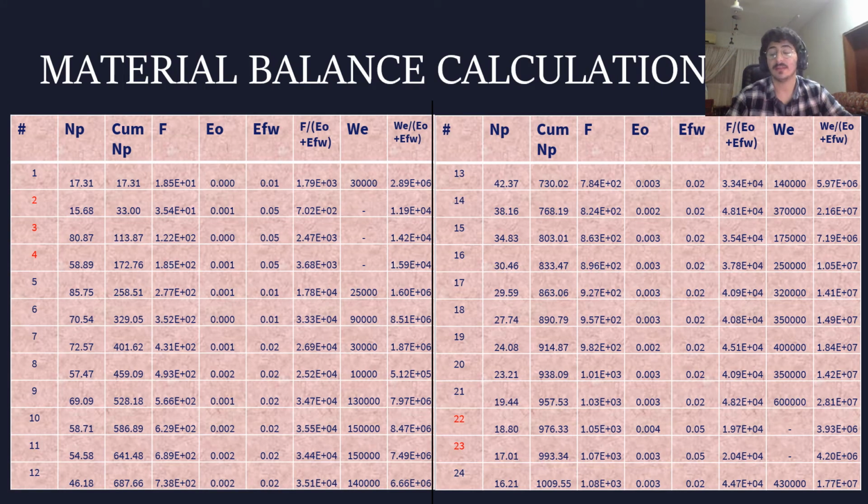We have decided that the drive mechanism for our reservoir, for our case, is the solution gas drive. Thus, the tabulated information that we can see is obtained using the solution gas drive mechanism. Also, we have decided that we need to assume our water influx. We've used the Havlana and Odeh method to be able to find our water influx. The Havlana and Odeh method is basically the trial and error method.